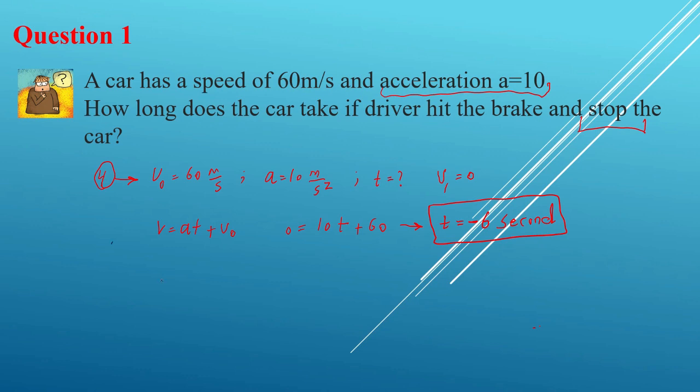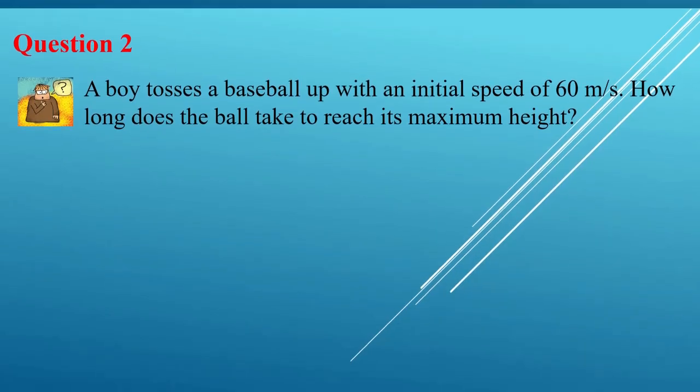So here, I'm going to say correction. I'm going to write it down again. It's going to be 0 equals minus 10t plus 60, right? And then if I solve this one, it's going to be 6 seconds, right? It's positive and it's totally realistic, right? Now let's look at the other problem.